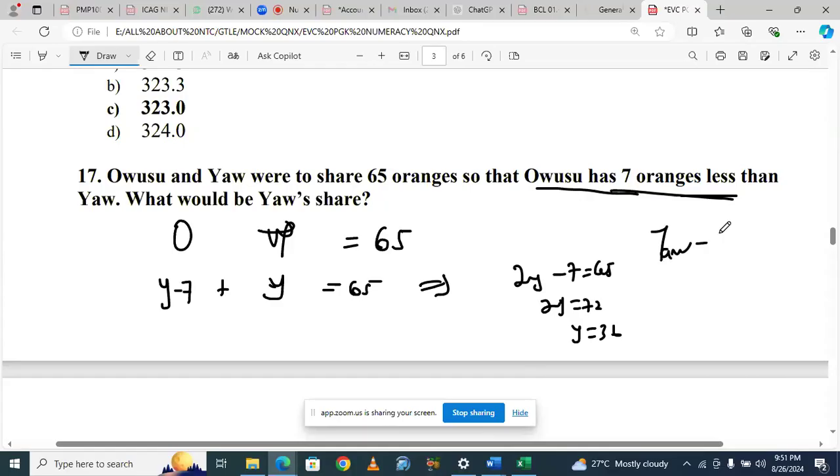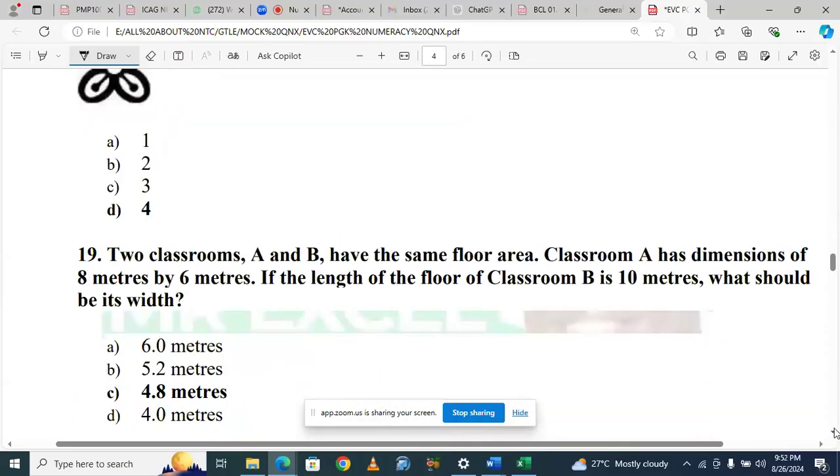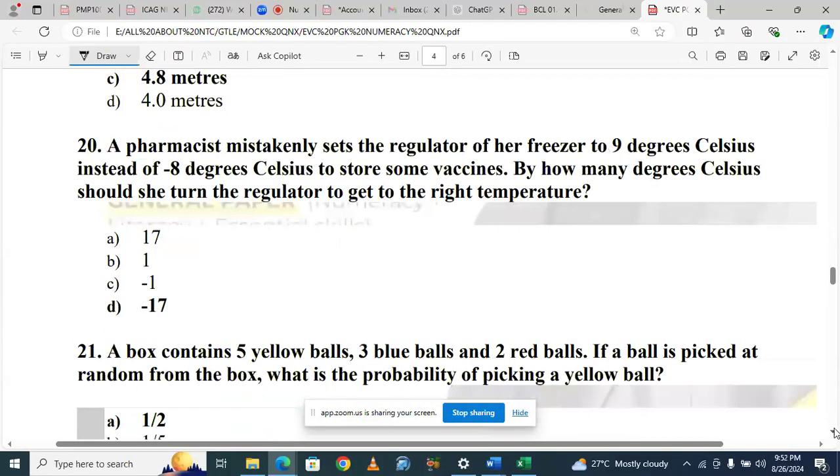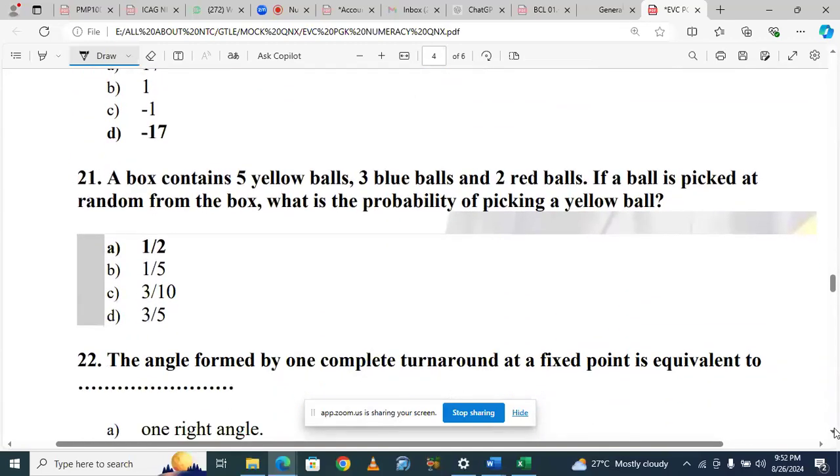So that would mean that Yao will get 36. Owusu will get what? 29. Solve it on your own. I've solved similar questions, so I expect that you should be able to try your hands on it.